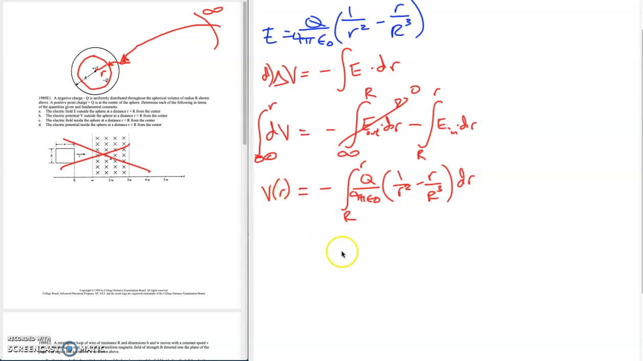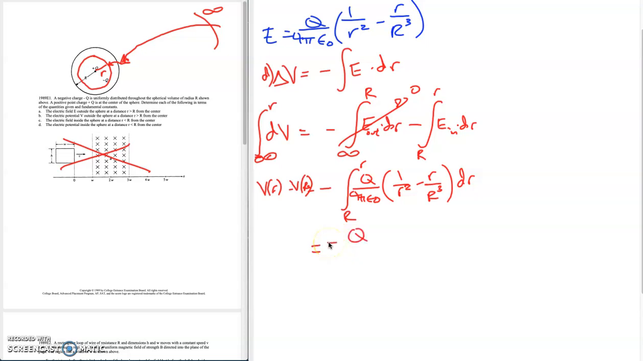And actually, no, I take that back. That's going to be V of r minus V of the surface. Now this guy is going to be 0, so we're going to end up with this guy, but we need to keep in mind that we're moving from the surface, in this case, to inside, because that's our limits on the right side of the equation here.